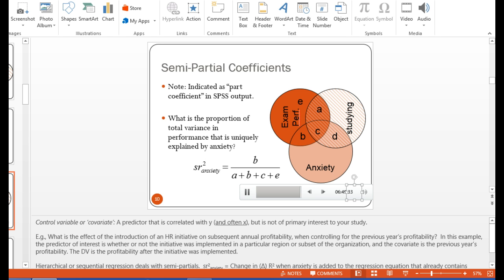So keep that in mind as we move forward, that the semi-partial squared is equal to the change in R squared when that particular variable is added to the equation.